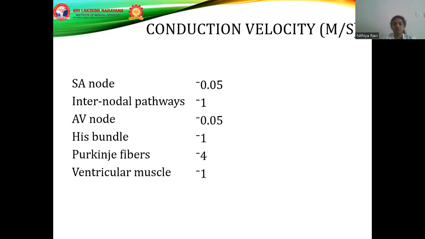The internodal pathways conduct at a speed of 1 meter per second. The AV node at 0.05 once again. Then the His bundle and ventricular muscles once again at 1 meter per second. Here you can notice that the Purkinje fibers are the fastest conducting tissue and they conduct the impulse at a speed of 4 meters per second.